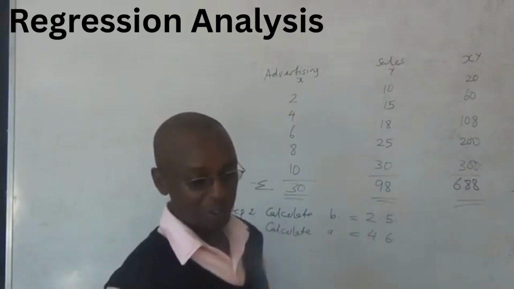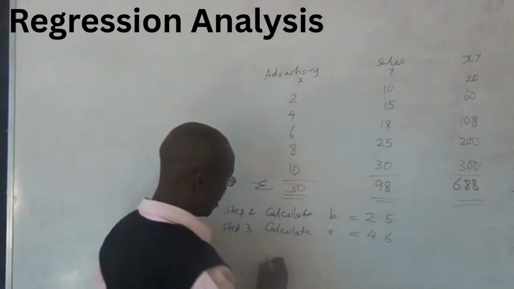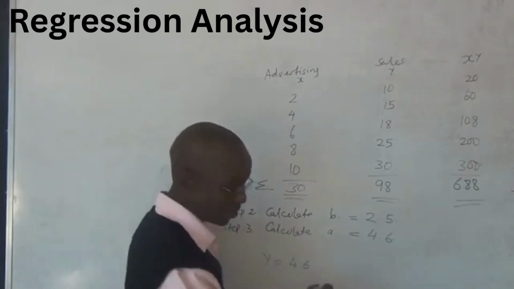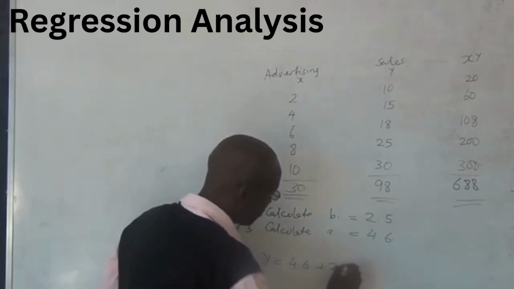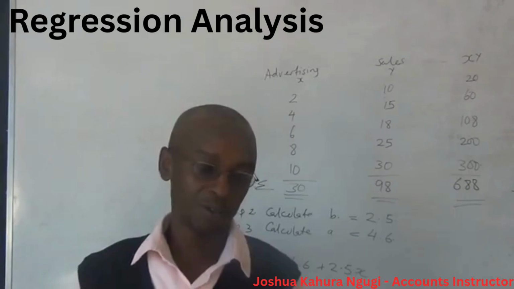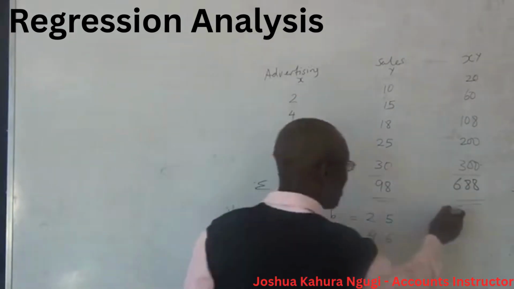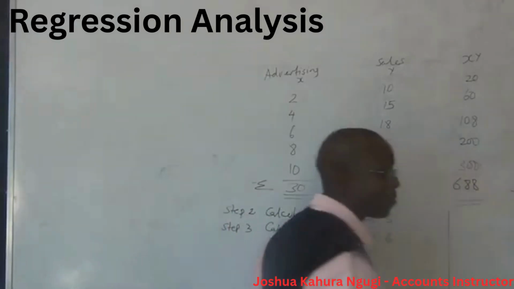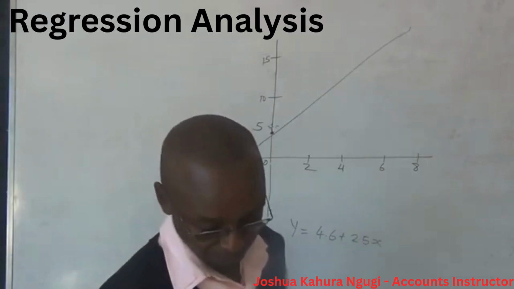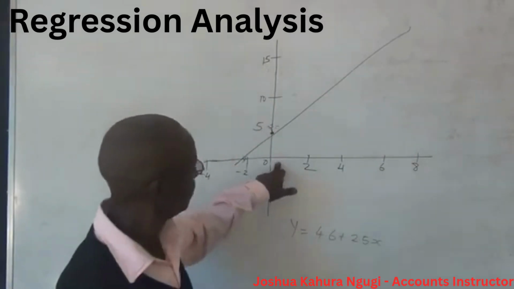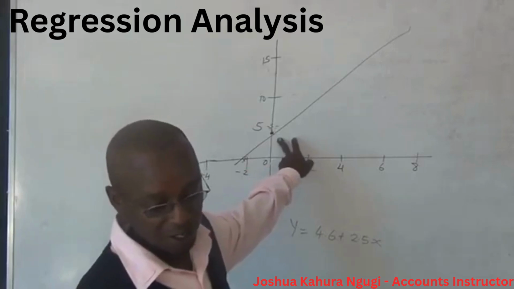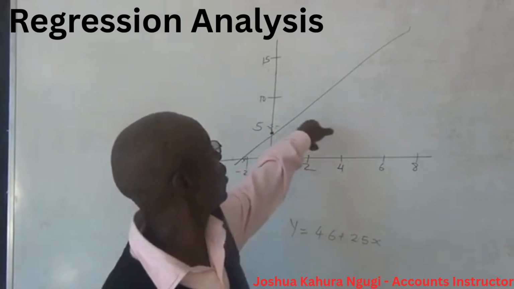Then, our regression equation will be what? Y is 4.6 plus 2.5x. That is our regression equation. And if you plot it, and if you don't plot it, so we have said that when advertising is 0, the expected sales is 4.6. Every additional unit of advertising increases sales by 2.5.